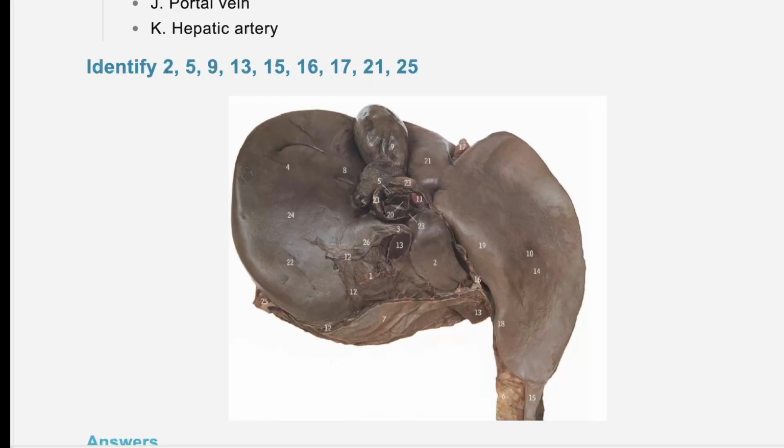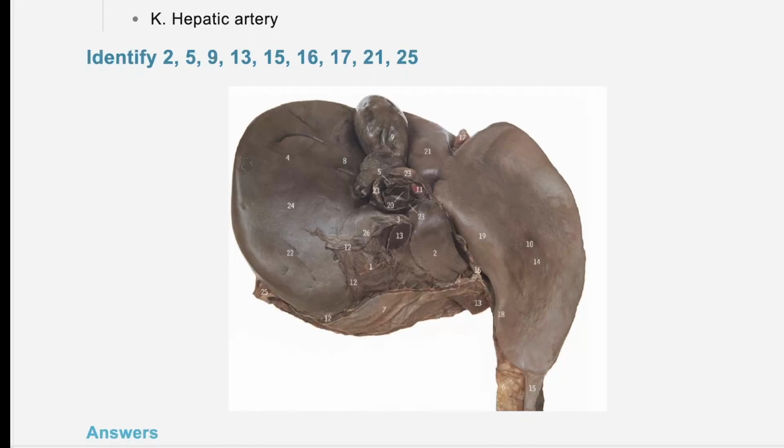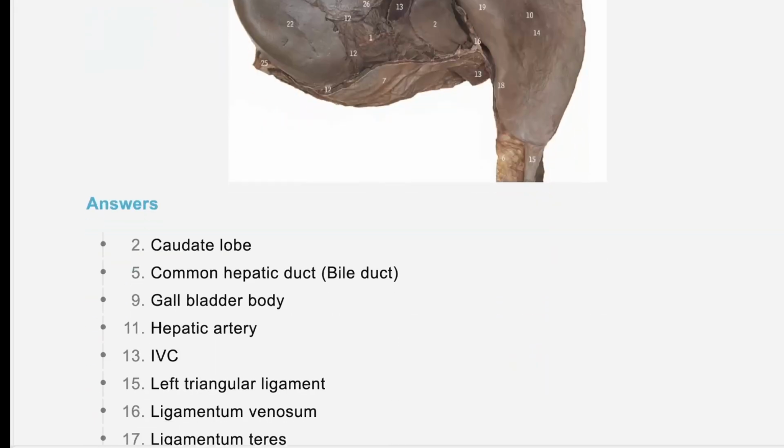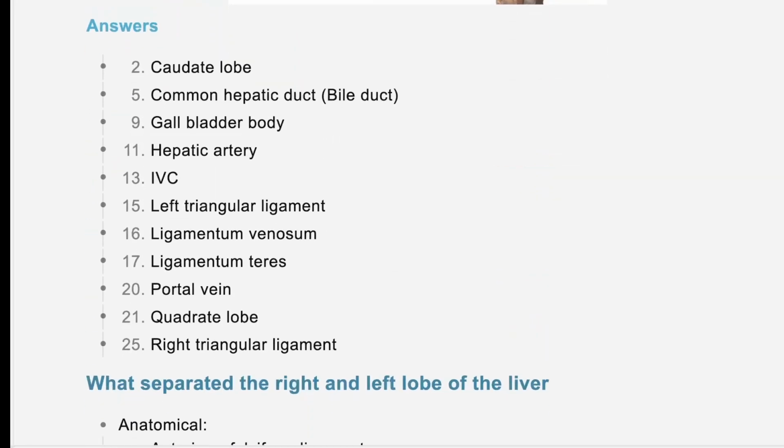16 on the other side, that would be the fissure for ligamentum venosum, and it will continue, as you can see, around the porta hepatis and the lesser omentum as well. You have in the porta hepatis, so 23 itself is the porta hepatis, 5 is the common hepatic duct, 11 is the hepatic artery, and 20 is the portal vein. Okay, and then maybe 13 is the inferior vena cava as well. Okay, so these are the structures on the liver.